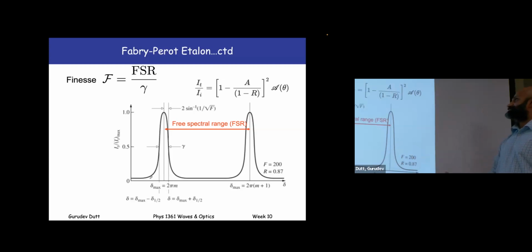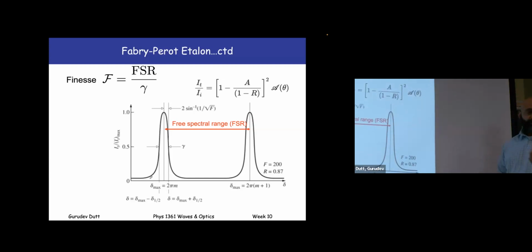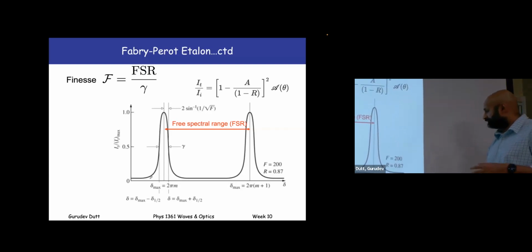The finesse is kind of giving you a ruler, and it's telling you the minimum resolution of this ruler. Think about this delta, which I've already written down a few times. It's 2 pi over lambda naught times the optical path length difference. This is on the x-axis. If lambda naught varies, which is equivalent to the frequency varying, because lambda naught is just c divided by f.